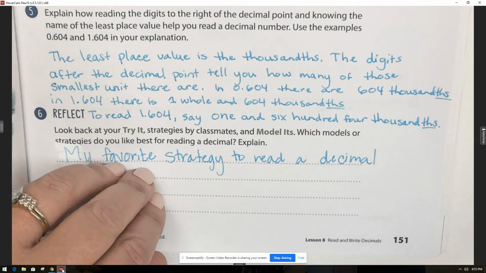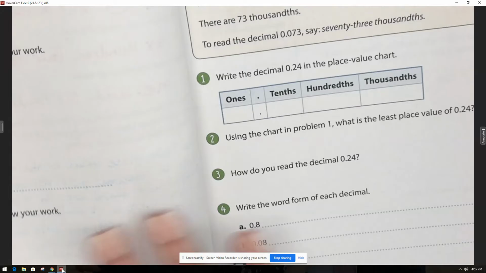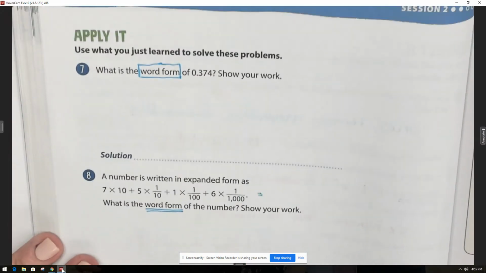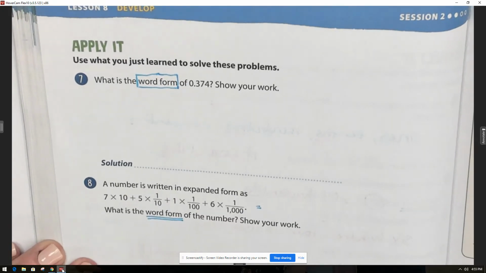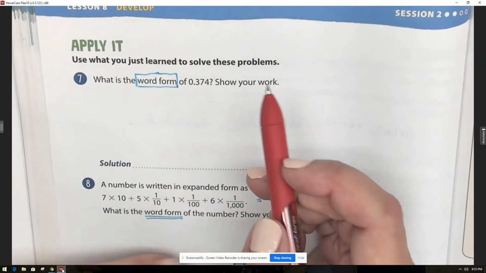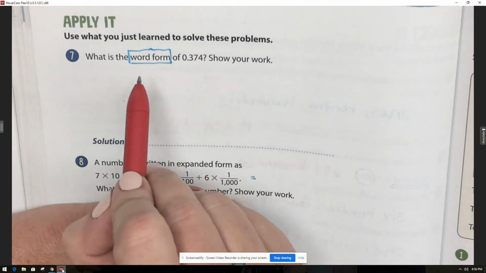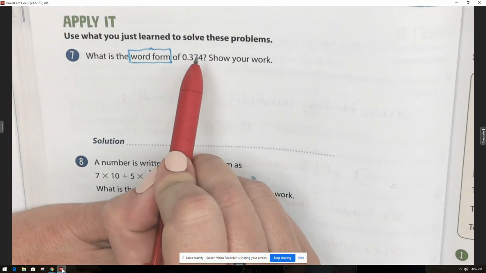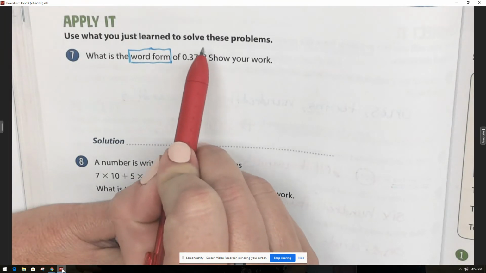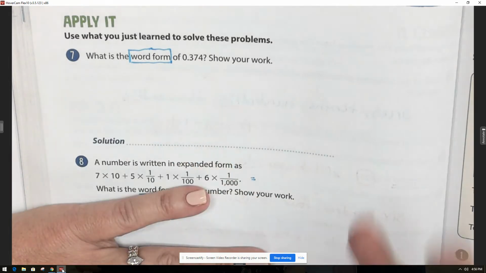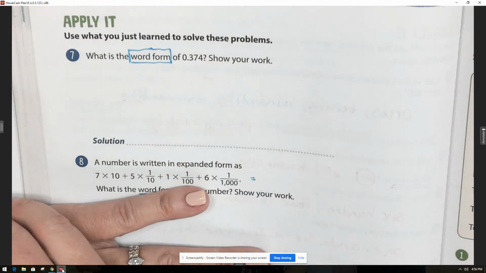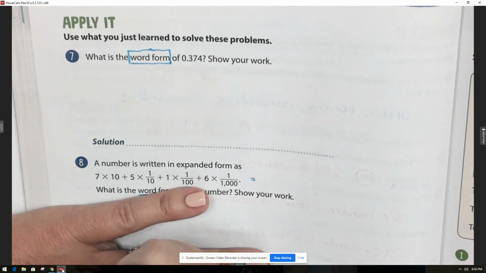Okay, go ahead and turn to page 152. On page 152, we're going to practice writing the word form of each decimal, but we're not going to necessarily have the same form of the decimal to learn how to write the word form. I think that the easiest way to write the word form is when you have the number written in standard form. That means that this decimal is just written as a decimal. I think that the easiest way to hear how to say the word is to put it into a fraction.